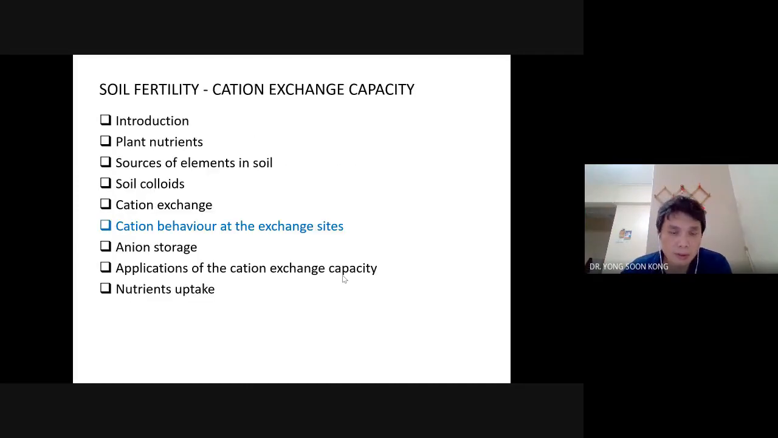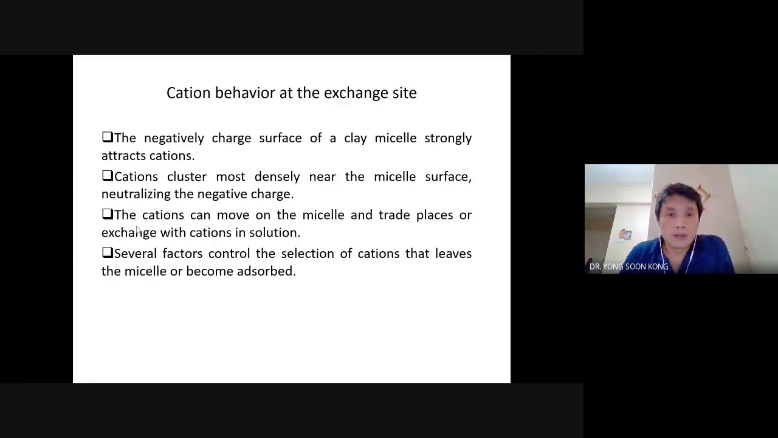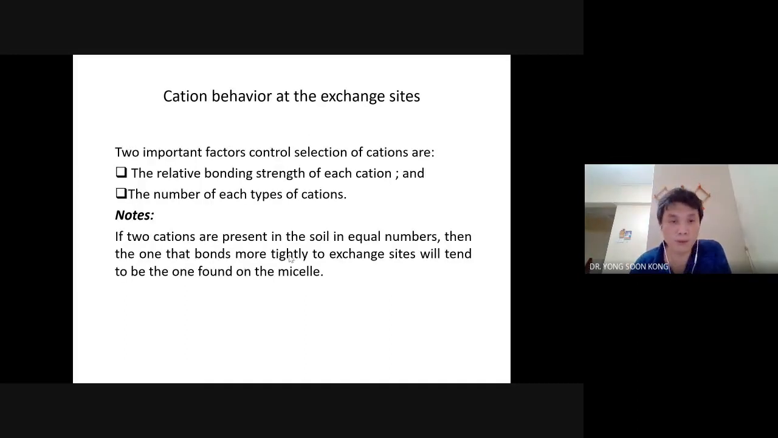Okay, so I think we're going to go very fast because the major part that you need to focus on just now was cation exchange. So now we're going to go to cation behavior at the exchange site and so on. Okay, the behavior. The negative charge surface of the clay micelle strongly attracts cations, clustering most densely on the micelle. I think that's a repetition of what we have discussed earlier, so I'm going to move fast forward.